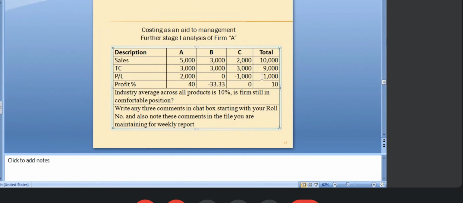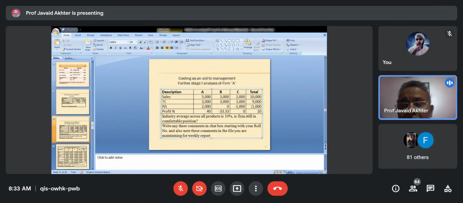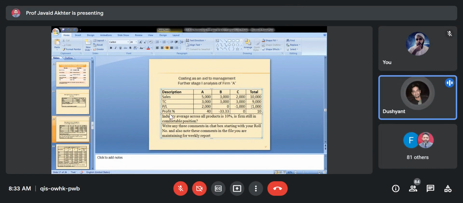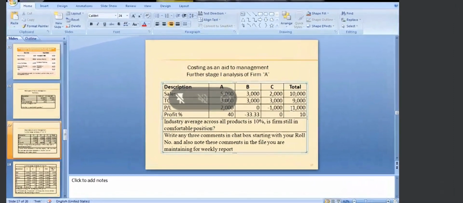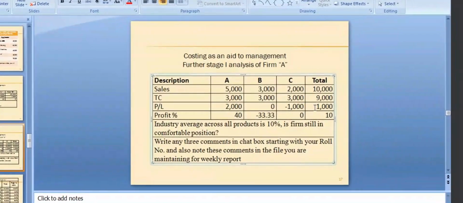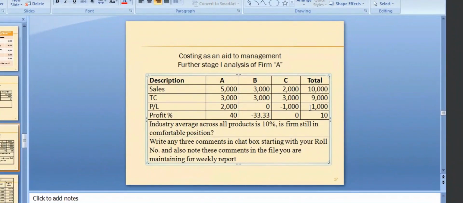Just one second. You say that it is not in a comfortable position. How have you arrived at this decision? Sir, by department B is not doing well. By calculating, okay, by calculating product-wise profitability or department-wise profitability or segment-wise profitability or region-wise, there can be anything.